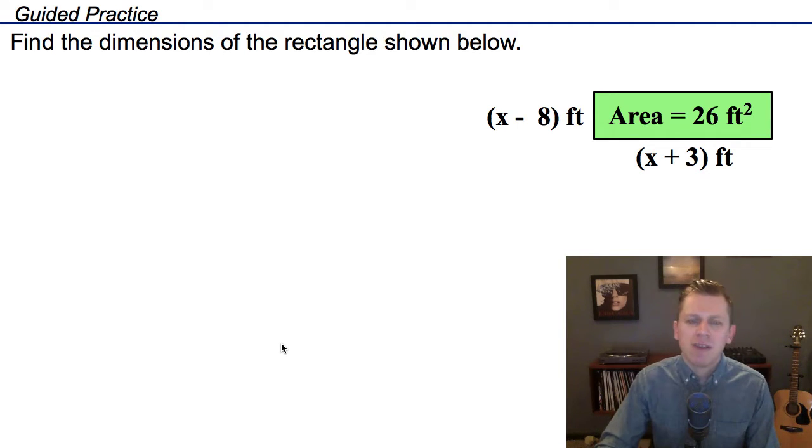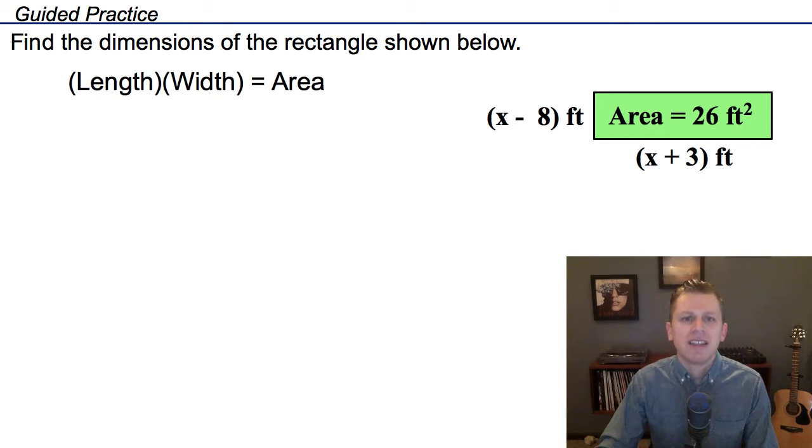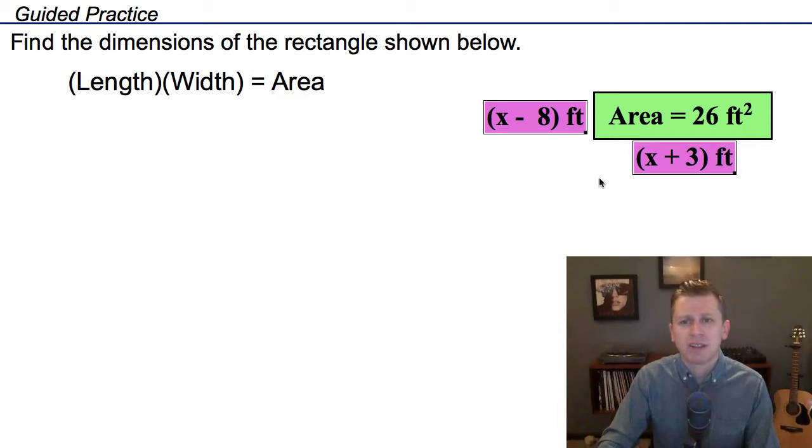Well, if we're talking about the area of a rectangle, you're always going to be using this formula, that the length times width equals area. Then all we need to do is plug in the appropriate information and it will turn into any other quadratic equation that we've tried to solve. For the length here, you could either plug in x minus 8 or x plus 3. It doesn't matter which one you pick. The width would be the dimension you didn't pick, and the area here is given as 26.